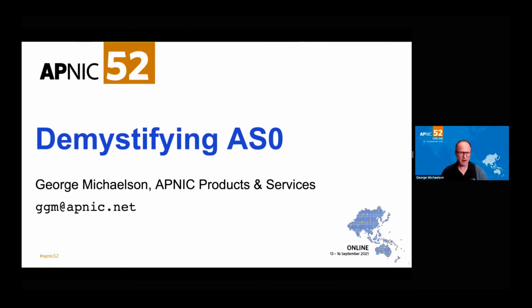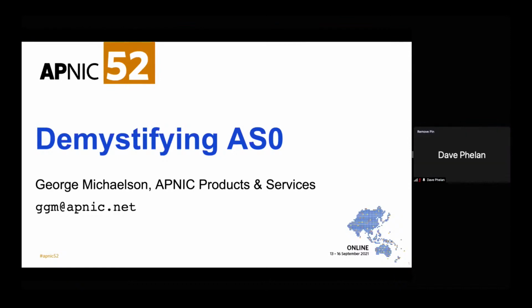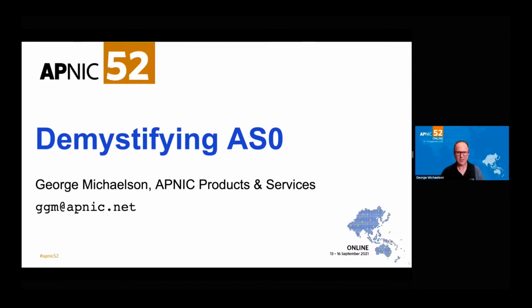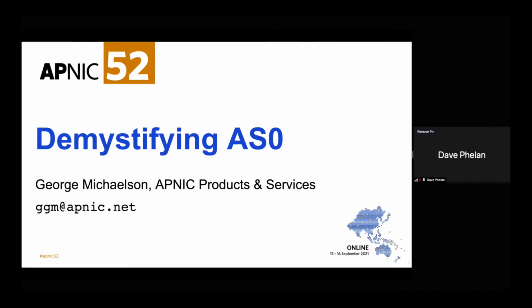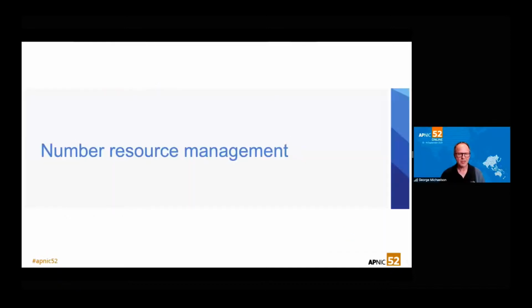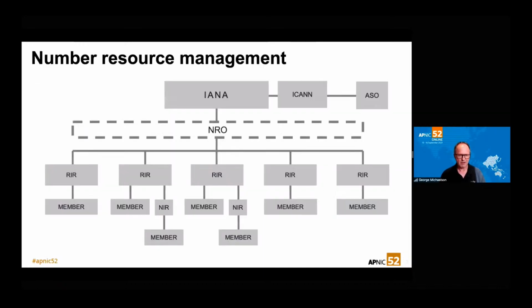Thank you. Hello, everyone. I'm George Michelson. I'm the product manager for information products at APNIC, and today I'd like to talk to you about the AS0 system that we operate. So first, let's revisit how number resource management works. This diagram shows the number resource management delegation of authority. You're probably all really familiar with this. We operate in a hierarchical manner under a policy governance process. The NRO is a unifying body, but it doesn't really enter into the mechanistic parts of how we operate number resource management.